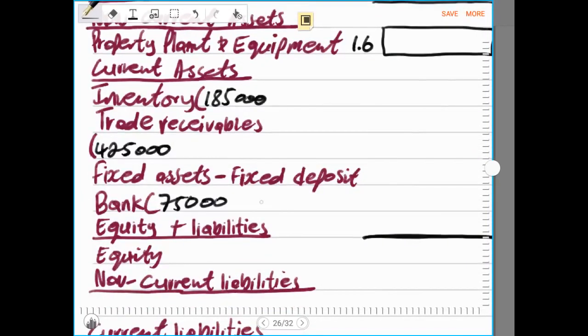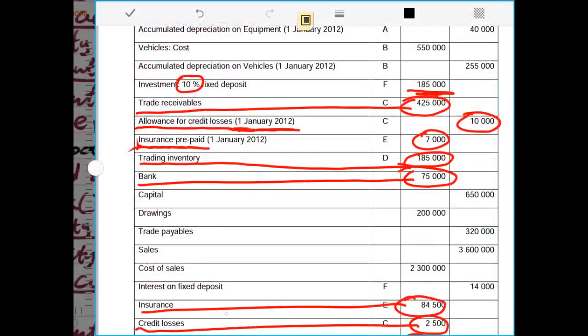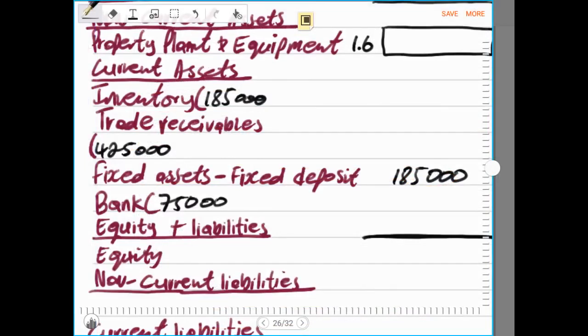So I took the amounts as they are in the trial balance because I know that there's a probability of adjustments. I also know that there was a fixed deposit, or fixed investment, of 185,000 rands from the trial balance. So now let us just confirm that. There we have a fixed deposit of 10%, 185,000 rands, and there is no adjustment with regard to this. There was no additional investment and no withdrawal of the investment. So hence I just wrote that straight as it is.